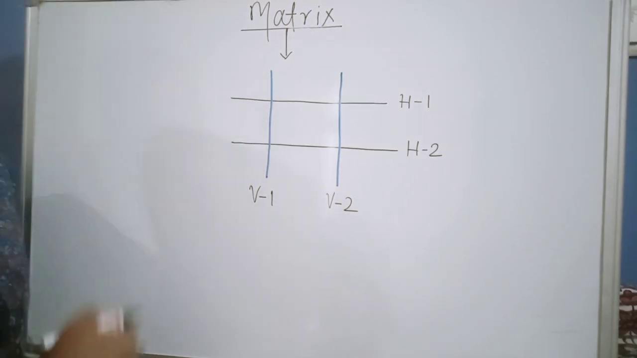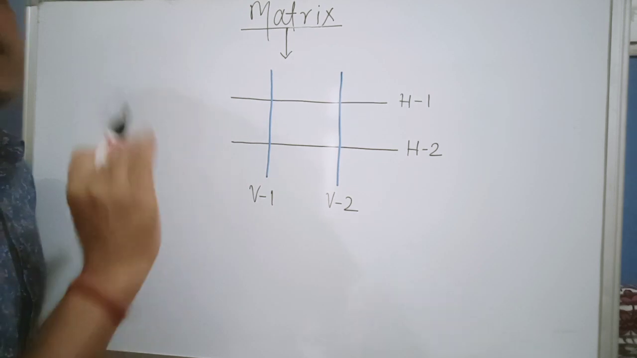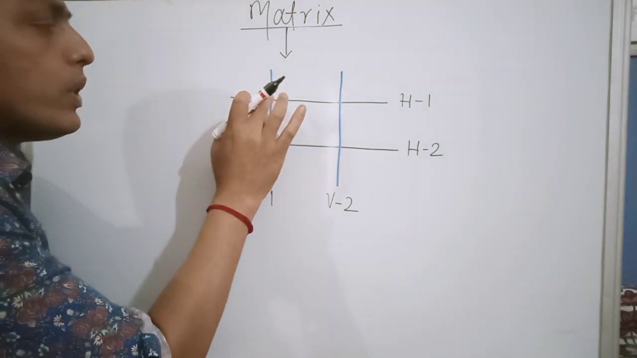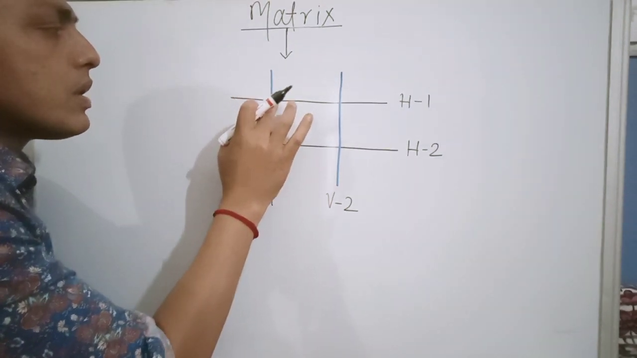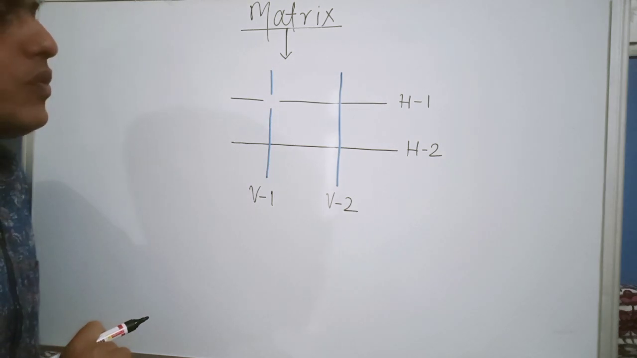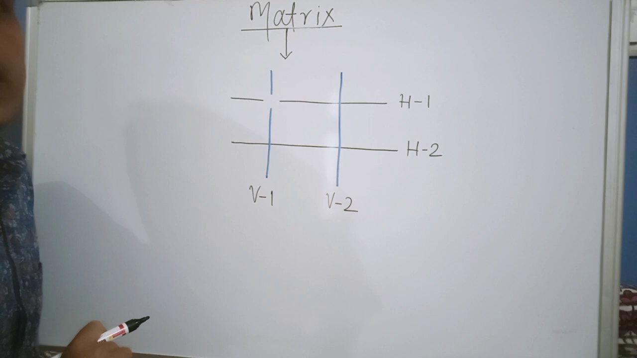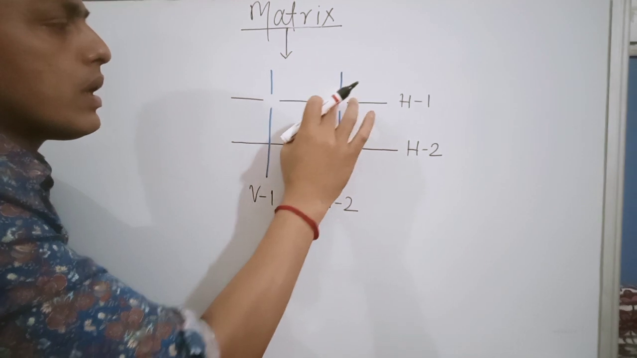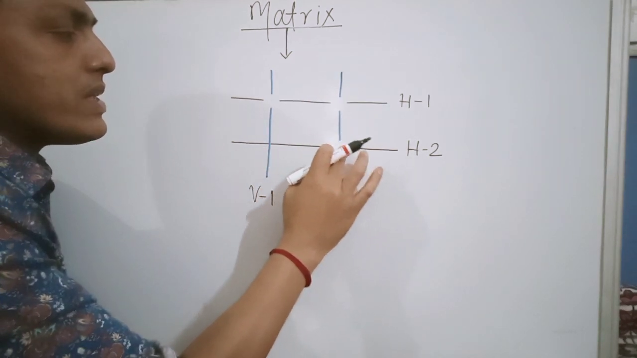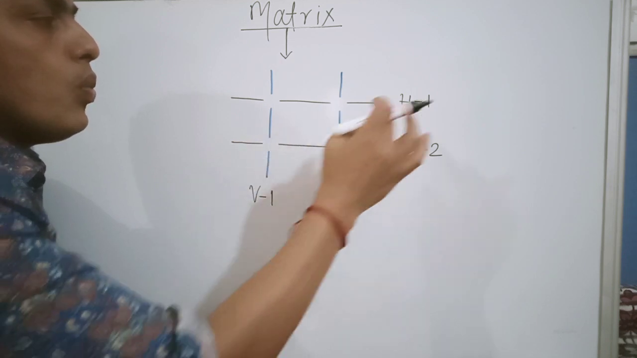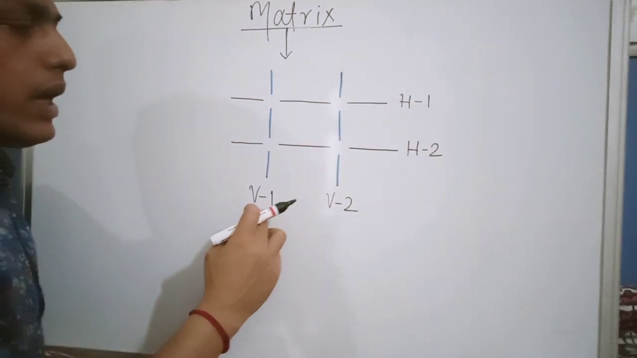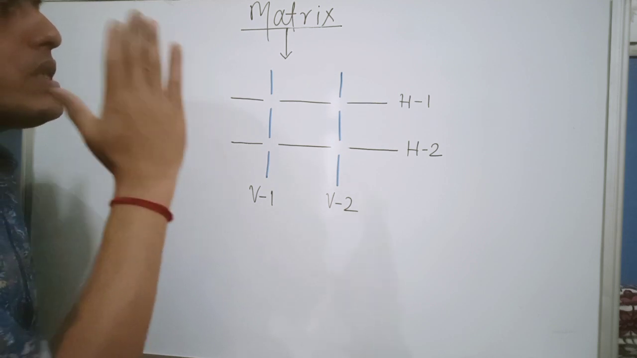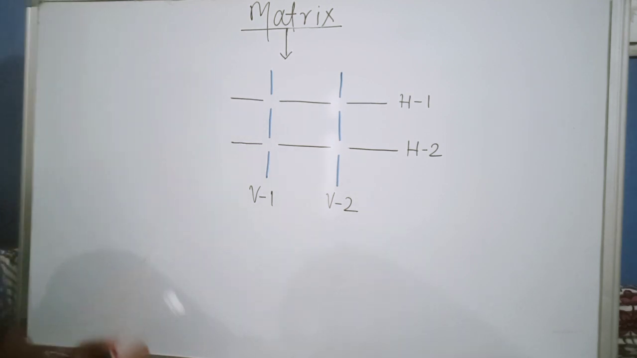If you see properly, both the lines are intersecting each other at a point. So this is the point of intersection of horizontal line and vertical line. So in this way, we are getting 4 points of intersections at a time when we have taken 2 horizontal lines and 2 vertical lines. So what to do with these 4 intersection points?